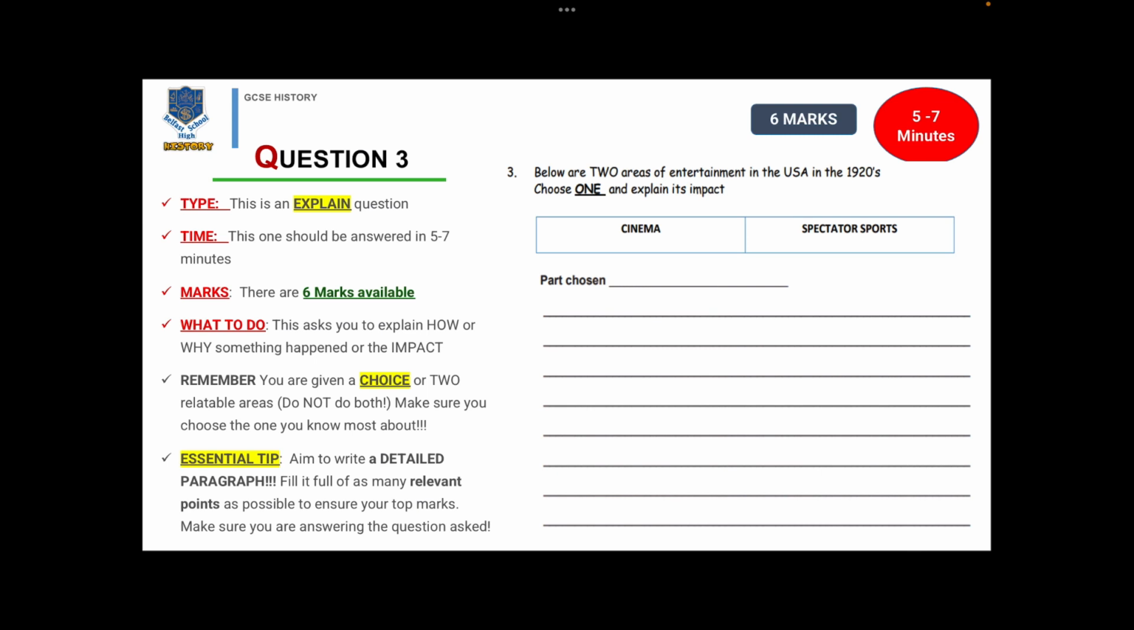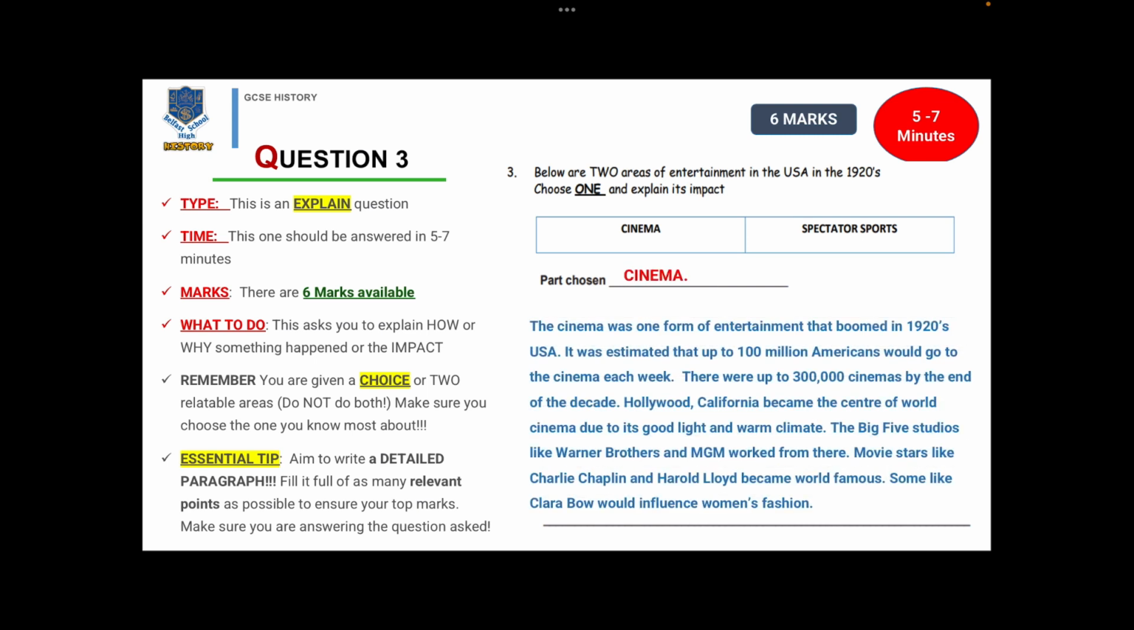So in this case, if I was doing cinema or spectator sports, well, I'm going to choose cinema, and I'm going to try to get as many key points as possible. So look at this answer. Okay, the cinema was one form of entertainment that boomed in the 1920s United States, 1 mark. It's estimated that up to 100 million Americans would go to the cinema each week, 2 marks, 2 facts. There were up to 300,000 cinemas by the end of the decade, 3 facts.